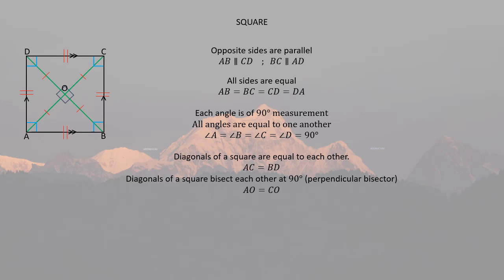And we can write AO equals CO, DO equals BO, and angle AOD, angle AOB, angle BOC, and angle COD equal 90 degrees each.